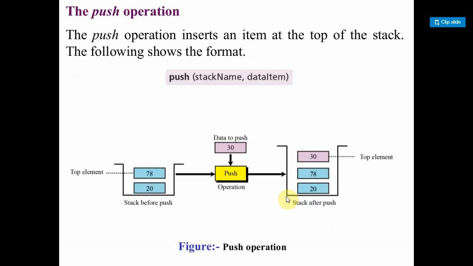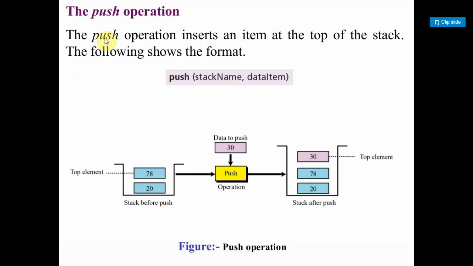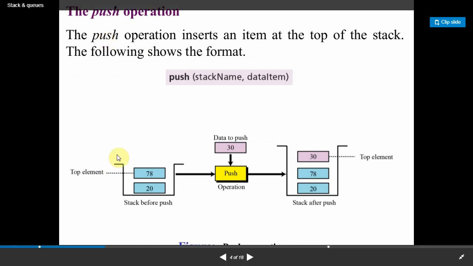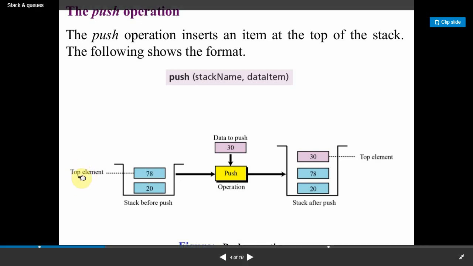Now let's come to the push operation. Push is the process of inserting elements into the stack. Suppose in a stack there are two elements, one is 20 and the next one is 78. I already told you that top is a pointer which always points to the topmost element. Now top is pointing to which element? 78, which means the element inserted last is pointed to by top. First I kept 20, then I kept 78, so top is pointing to 78.